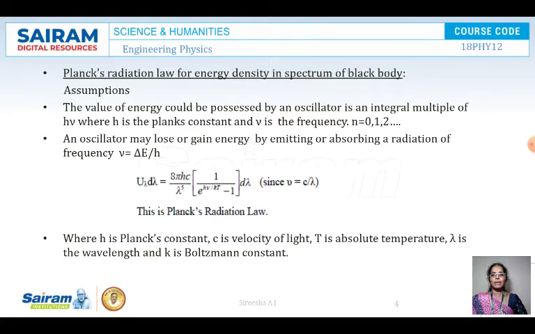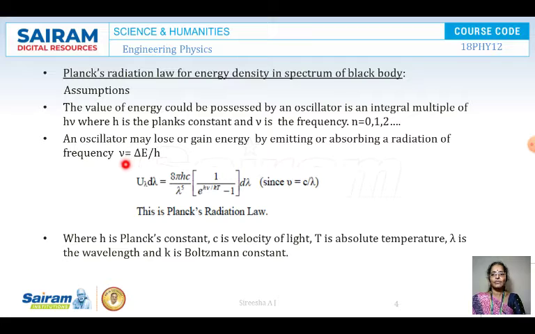Now here Max Planck has given assumptions. The value of energy that could be possessed by an oscillator is an integral multiple of h nu, where h is Planck's constant and nu is the frequency. The value could be possessed only as an integral multiple of h nu. E is equal to h nu.